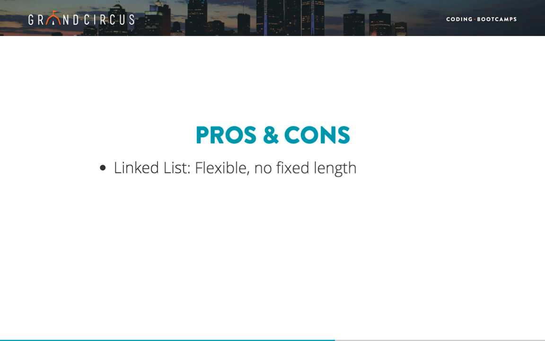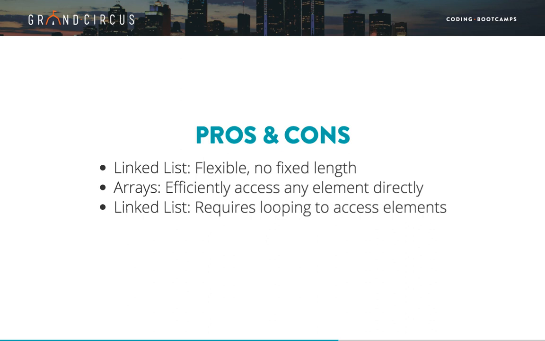But what are the drawbacks? One thing that arrays excel at is being able to access any item in the array directly. But with linked lists, the only way to get to, say, the third item is to start at the head and loop through the chain one by one until you count off to the third item. For a long list, this could be a lot of looping.